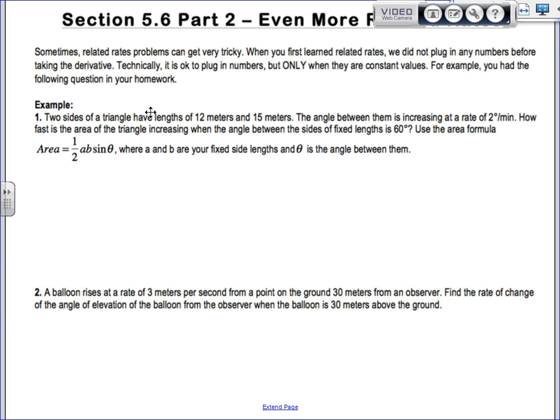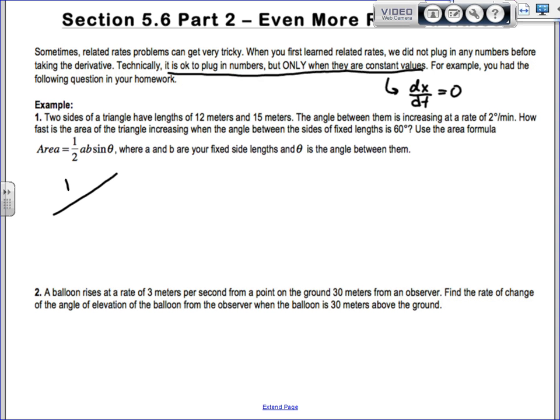If something is never changing, do you guys remember how if the side length of A was never changing, then when you did dA over dt, it was equal to 0, right? Things would cancel out. If something is a constant, we can plug them in. So technically it's okay to plug in numbers, but only when they are constant values. In other words, when dx over dt or whatever is equal to 0. You can see that in this first example.